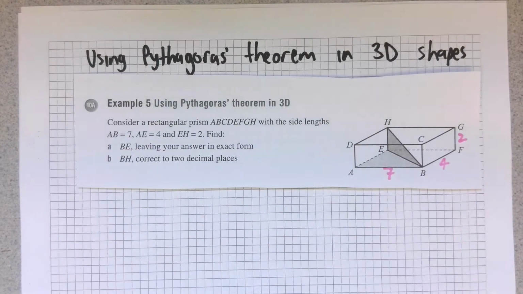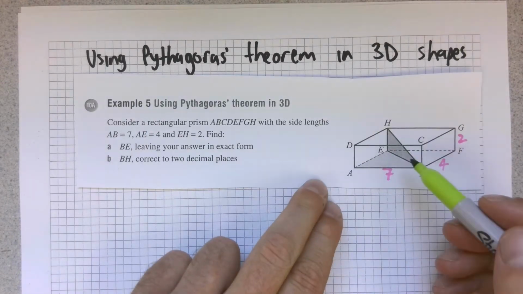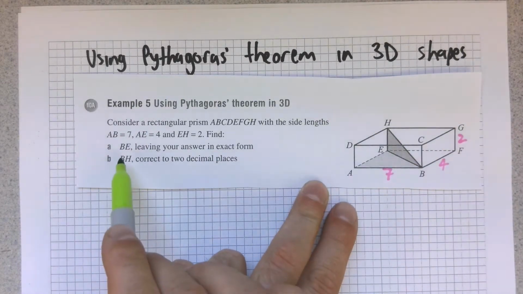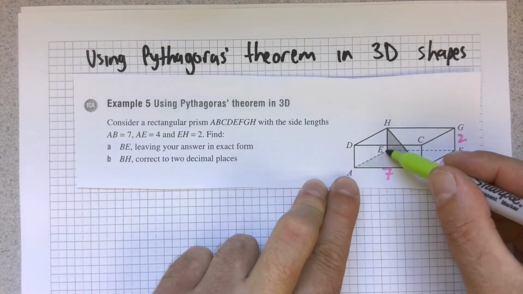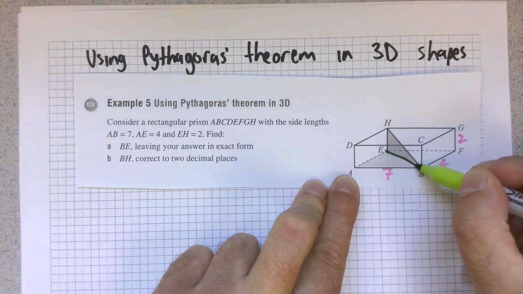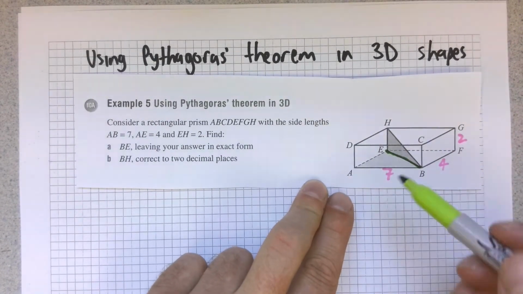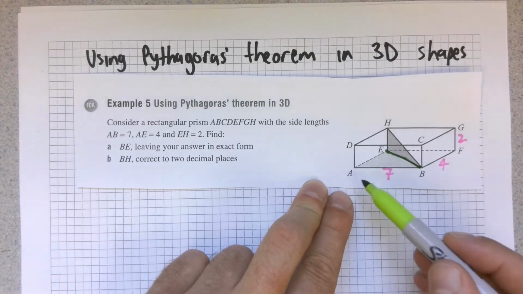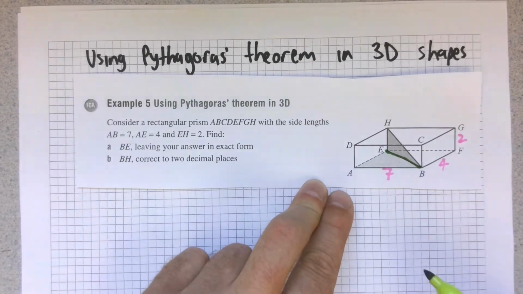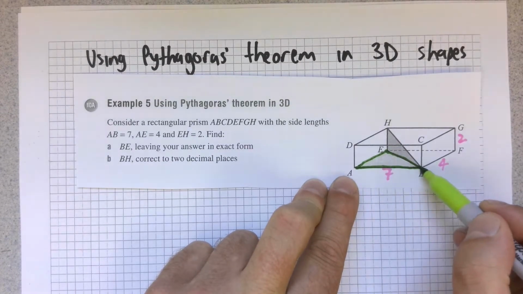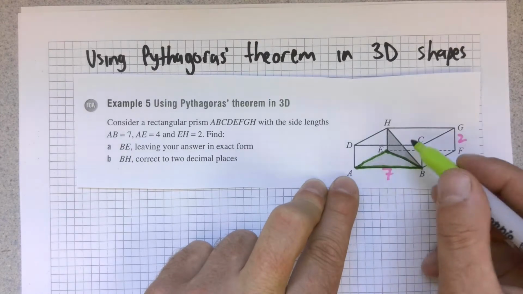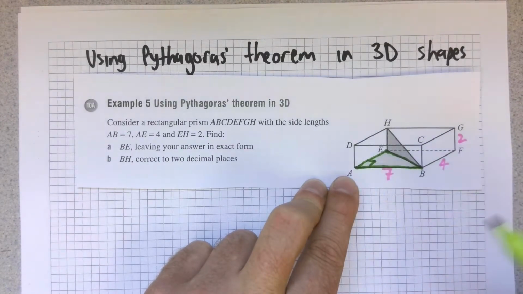As I said, I think the hardest part here is actually visualizing which triangle to draw. So I'm going to trace it out on this diagram. We're finding the length BE, which is the diagonal from here to here. I know that AE is 4, and I know that AB is 7. So that's the triangle I'm going to use, ABE, with this being a rectangular prism, meaning that there is going to be my right angle.